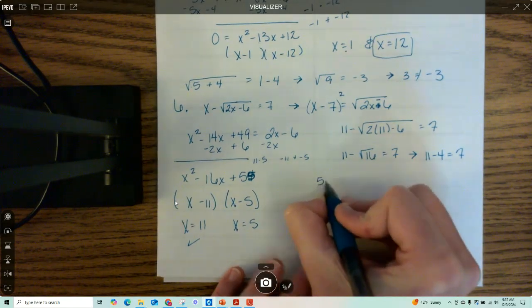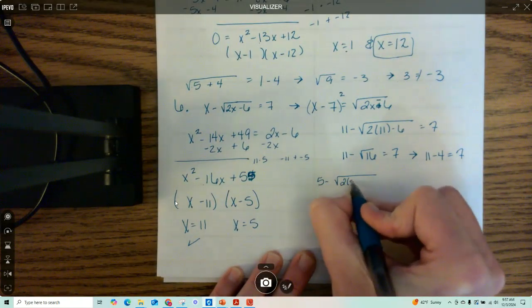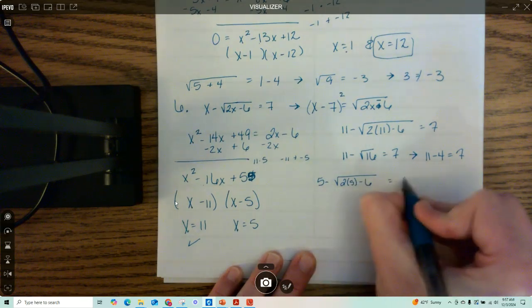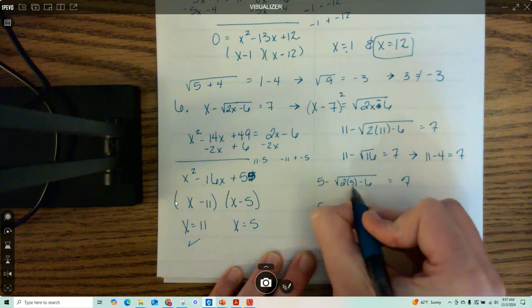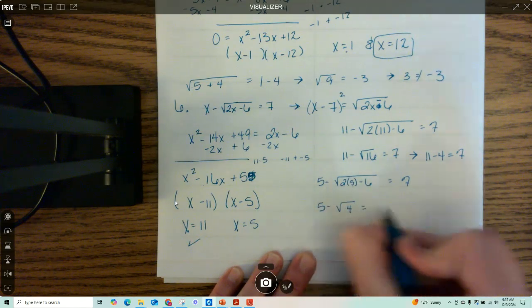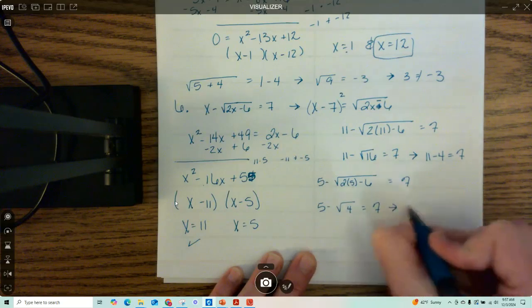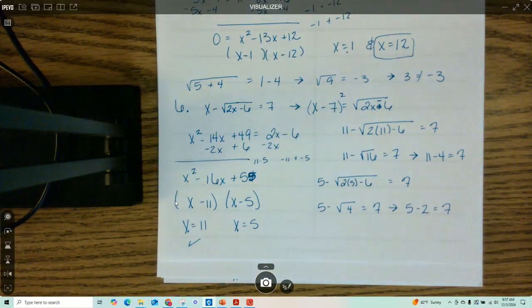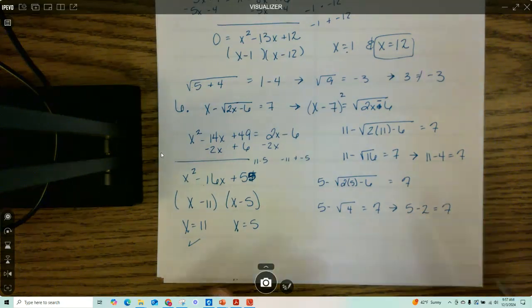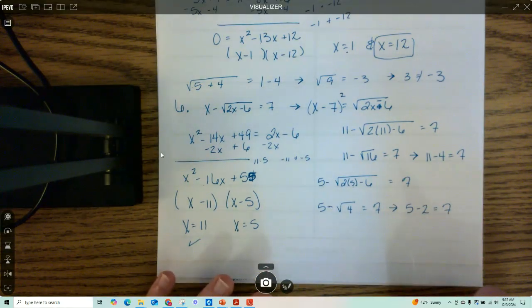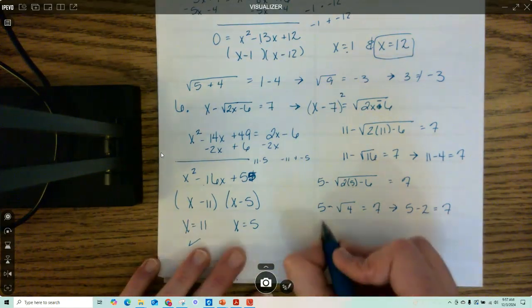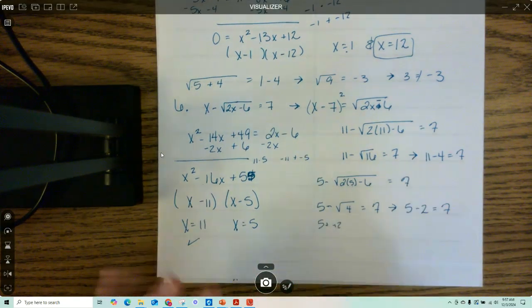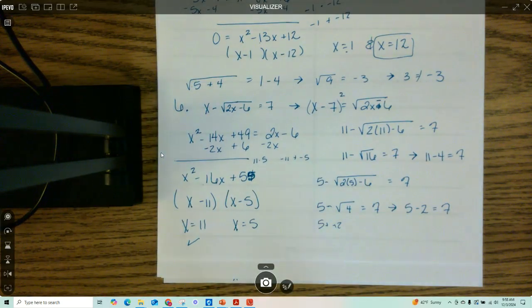And then 5 minus the square root of 2 times 5 minus 6 equals 7. 10 minus 6 is a 4, which would be 5 minus 2 equals 7. That one I don't think is correct, but let me double check. Yeah, for the same reason. My brain goes, the square root of 4 could be negative 2, which would make it 5 plus 2, but you treat it as a positive when you take the square root.